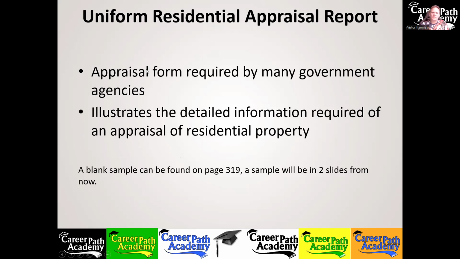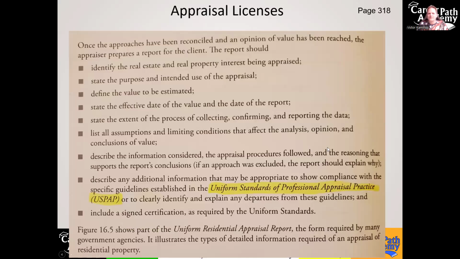And their appraisal report is called the Uniform Residential Appraisal Report. This is the federal document that they're required to use. So it's an appraisal form required by many governmental agencies. It illustrates the detailed information required of an appraisal of residential property. And it looks like this. Well, not like that. I guess it'll be on the next slide.